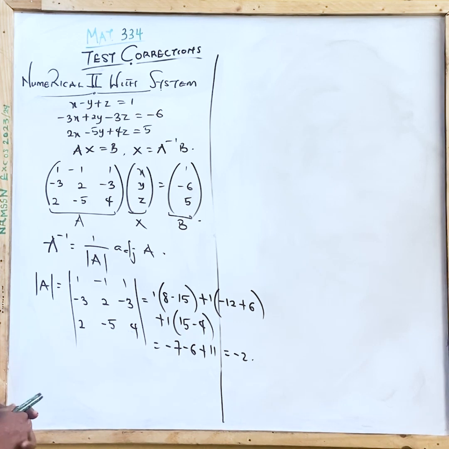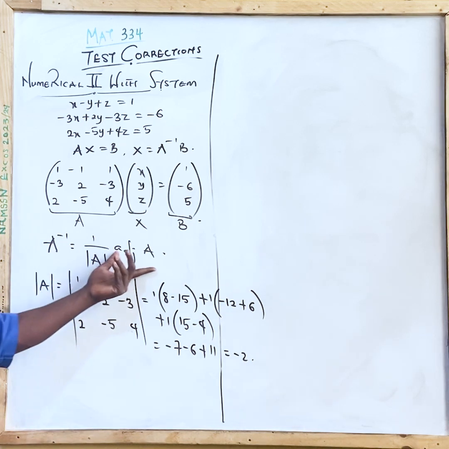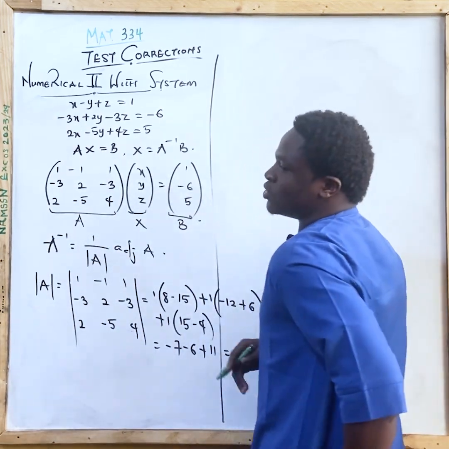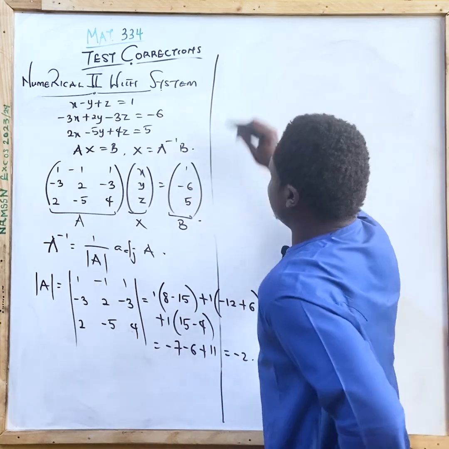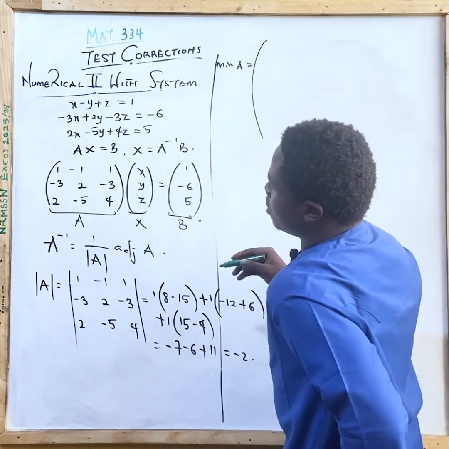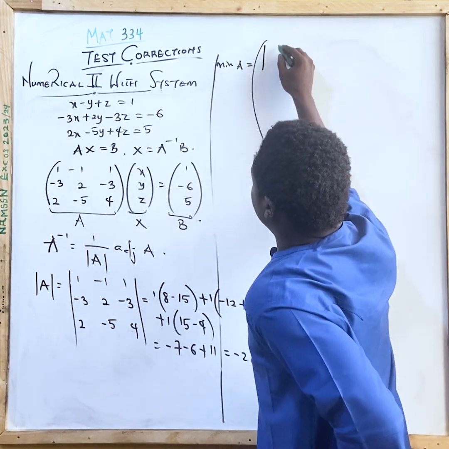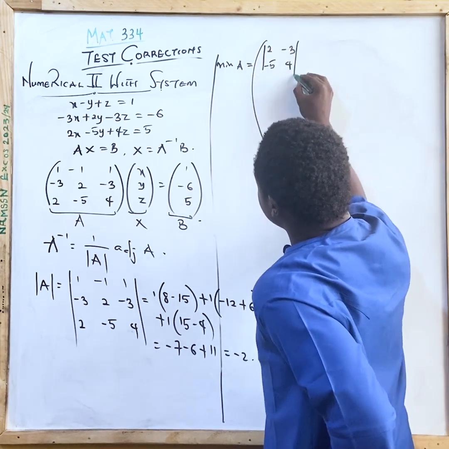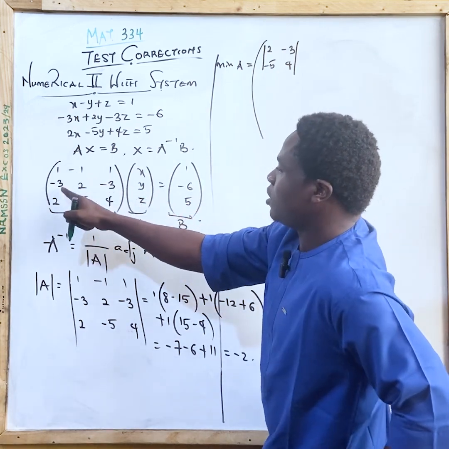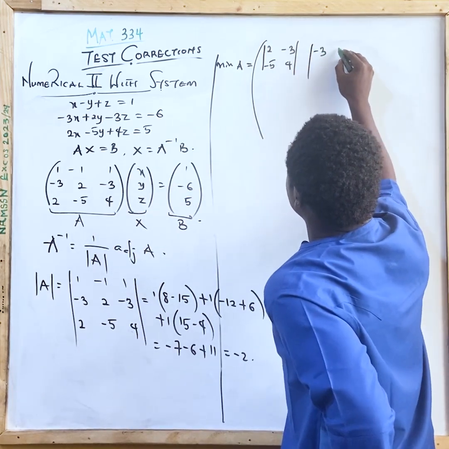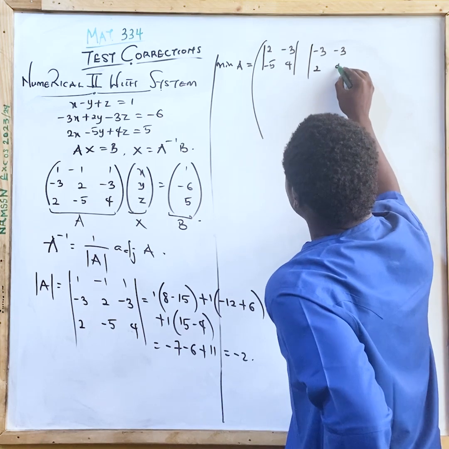So of course, we remember from our basic algebra that to get the adjoint of a matrix, we need to get the minor first. Of course, to get the minor of a matrix, we get the minor of the individual elements in the matrix. So the minor of A will be equal to the matrix. For the minor of 1, we get the determinant of 2 -3, -5 4. For the minor of -1, it will be -3 -3, 2 4. So I have -3 -3, 2 4.